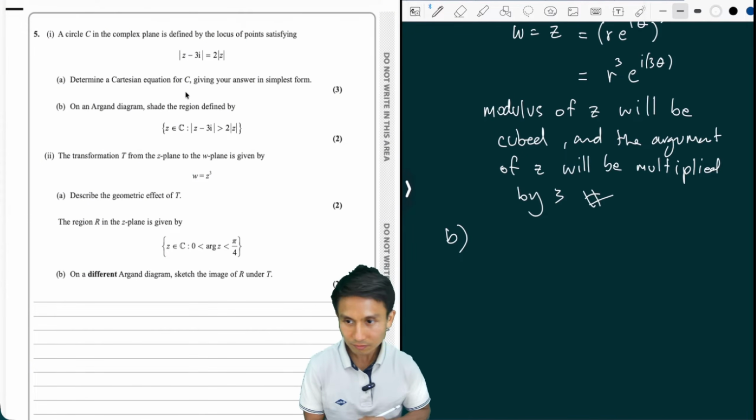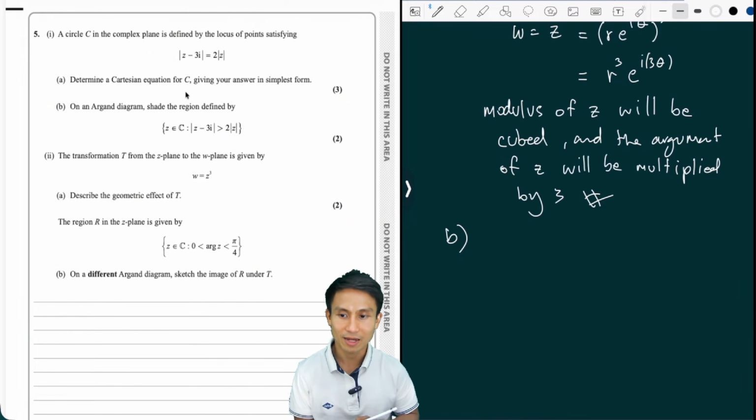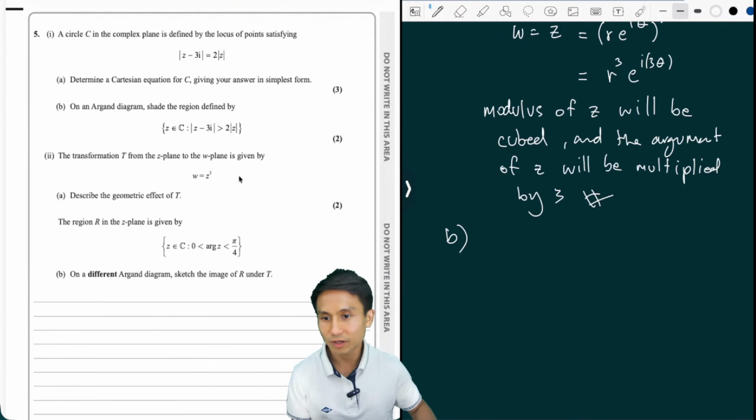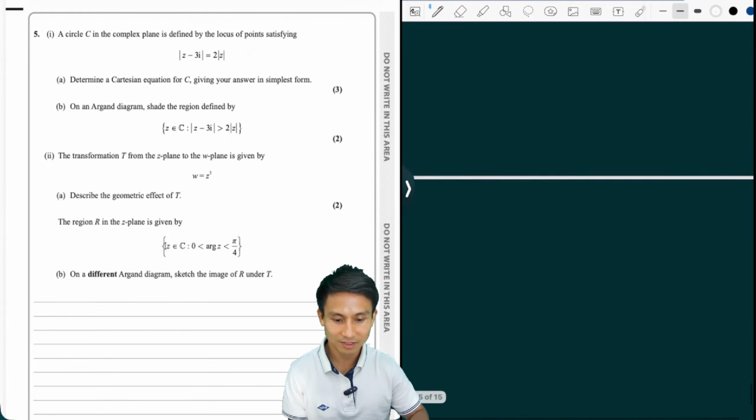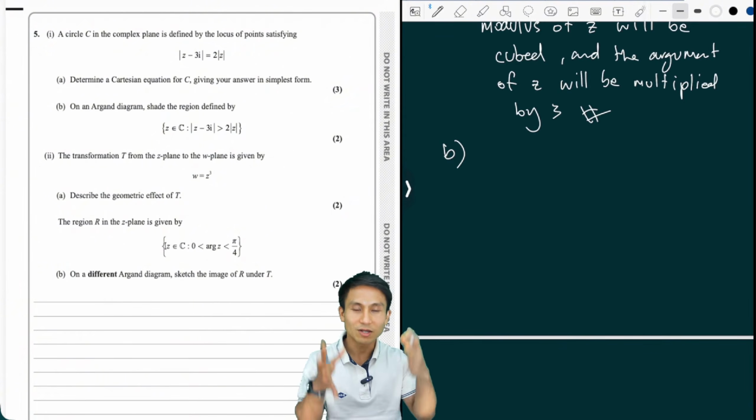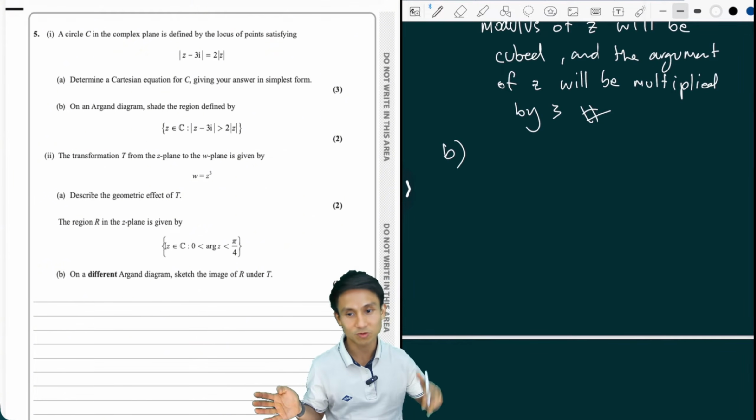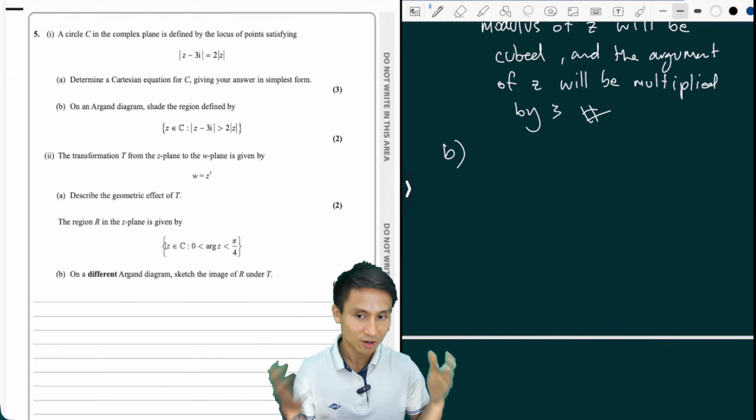Part B. The region R in the Z plane is given by that. On a different Argand diagram, sketch the image of R under T. Don't forget we are under T. So we're going to think about R first, which is this region, and then transform R using this transformation equation. Let's think about the set R first. You have the argument in a range of angles: 0 to pi over 4 is just the range of angles for the argument.